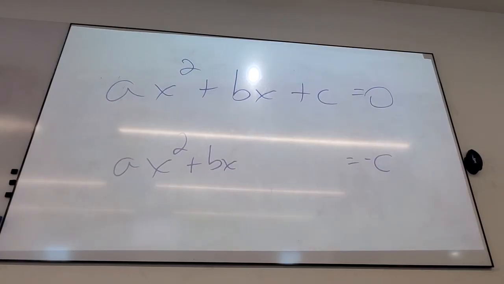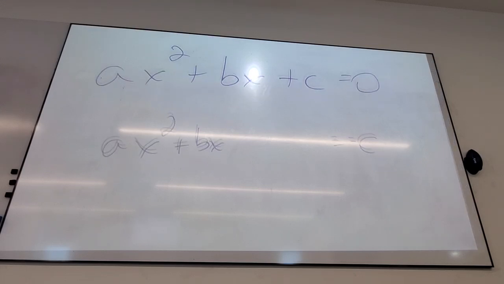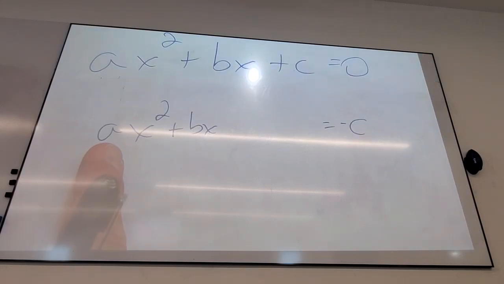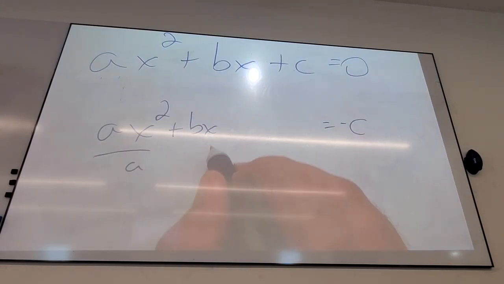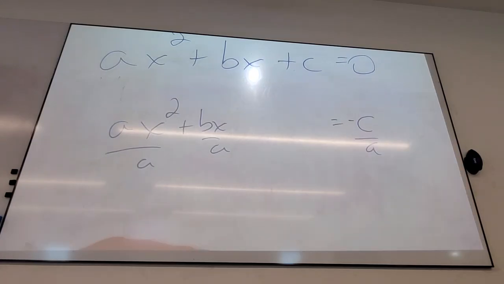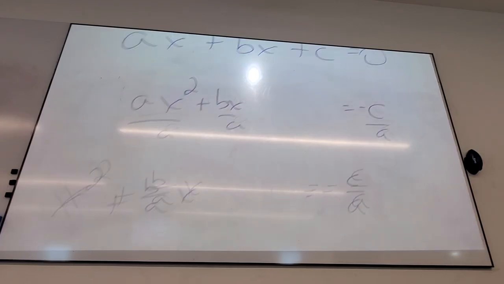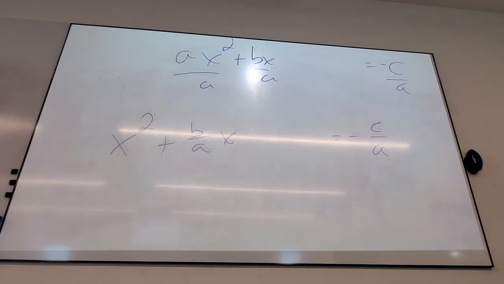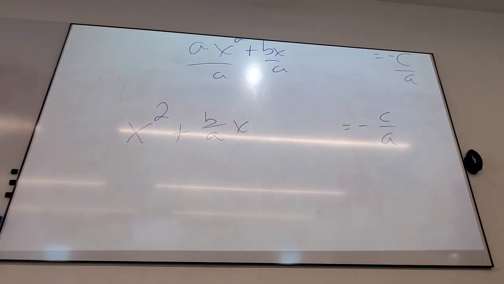Then what do I have to do? Take half of B. No. What's wrong? Yes, divide by A, because what do I need out here? 1. So let me write this again. X squared plus B over A X equals negative C over A. Doesn't it already kind of feel like you can start to see the quadratic formula coming out? Okay.